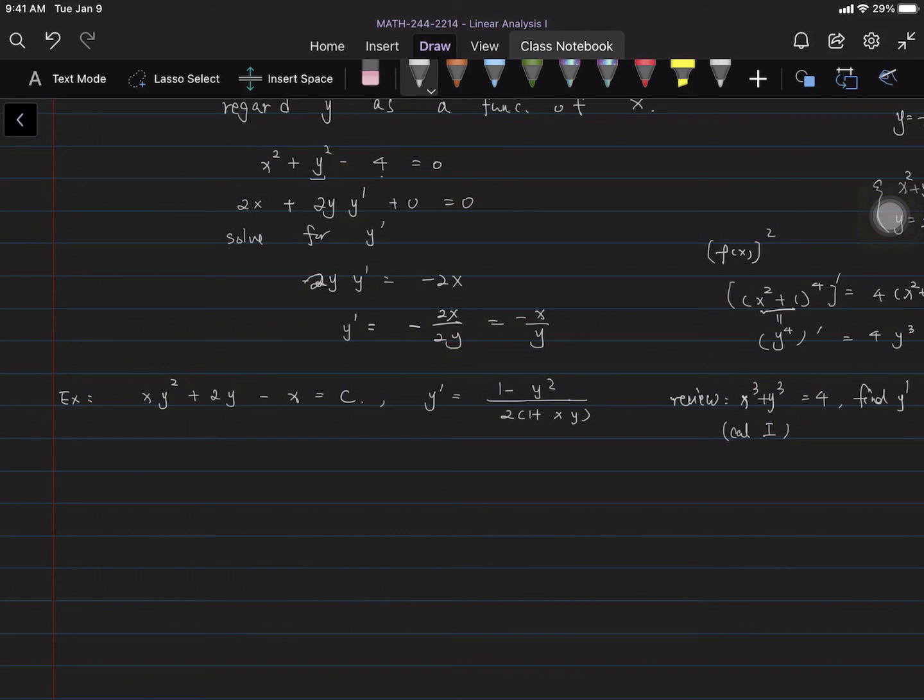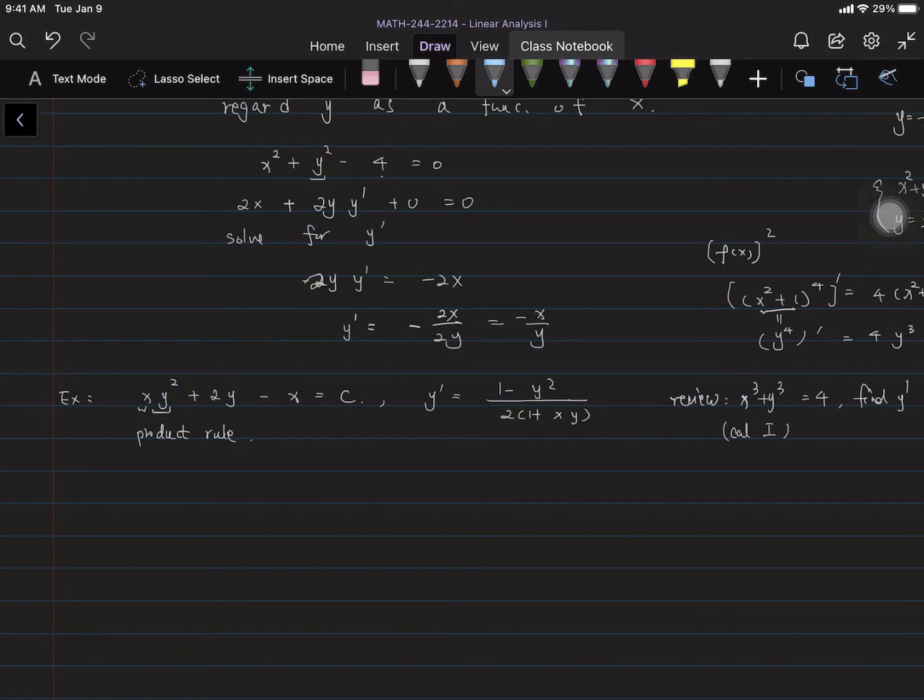So let's see, we do implicit differentiation. And here, if you look at those two terms, it's a product of a function of x with another function of x. So we need to use the product rule here. Okay, please do this problem by yourself. You can try, and if you made a mistake, you can double check with my answer.